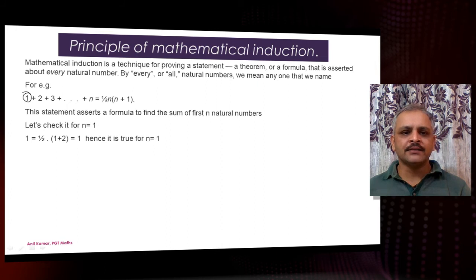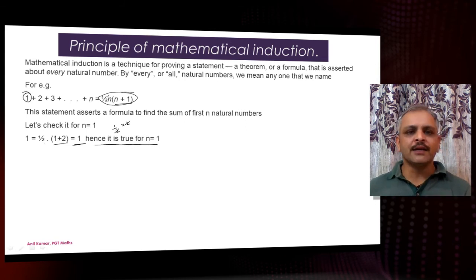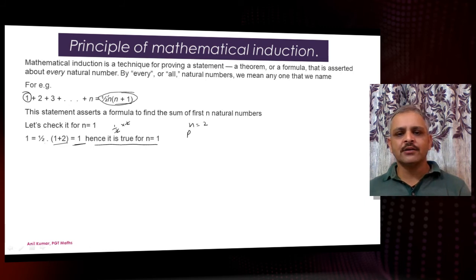So if I take n equal to 1, this side is 1 and on the other side, if I put n equal to 1, it will become 1 by 2 instead of n, and this will become 1 plus 1, that is 2. So if I simplify this, half into 2 will cancel. So the right hand side will also be equal to 1. So I can declare that it is true for n equal to 1. Similarly, I can check it for n equal to 2. If I take n equal to 2 in this statement, then 1 plus 2 on the left hand side is 3. And on the right hand side, half, n is 2, then n plus 1, that is 2 plus 1, will become 3, and 2 and 2 cancel. So it is true for n equal to 2.